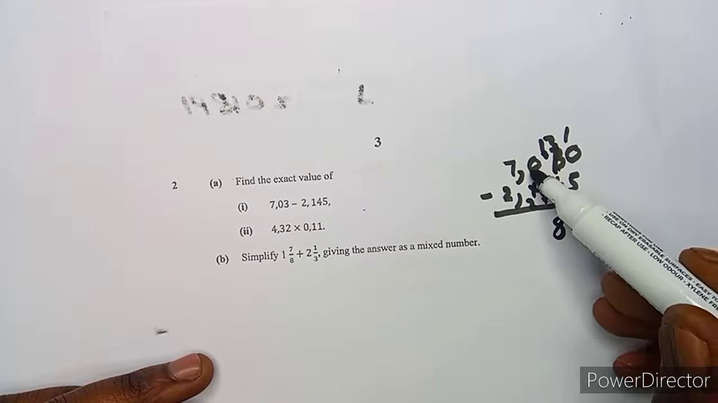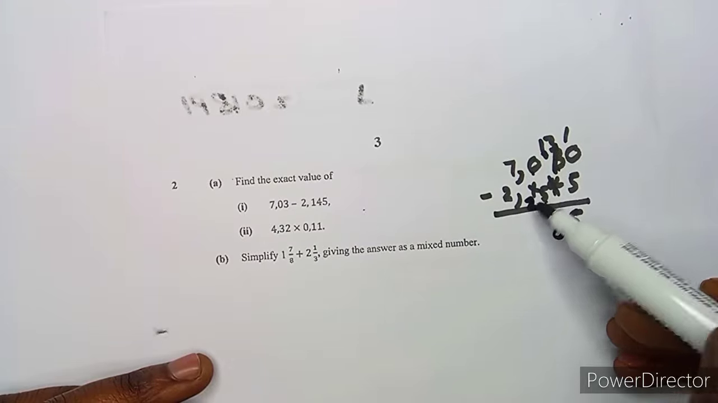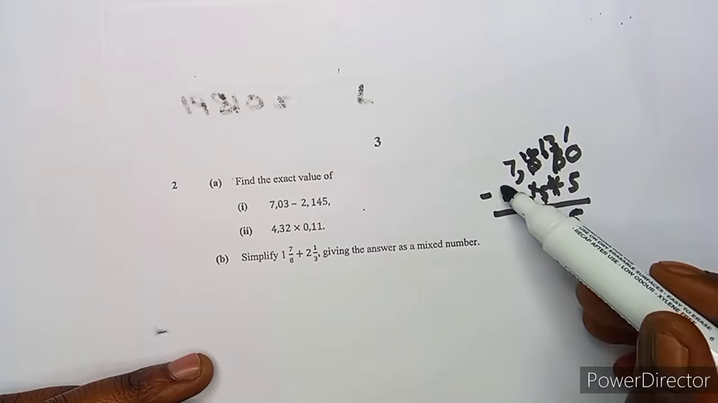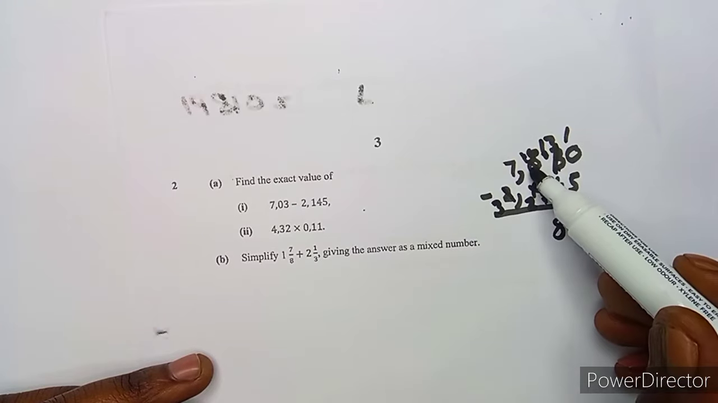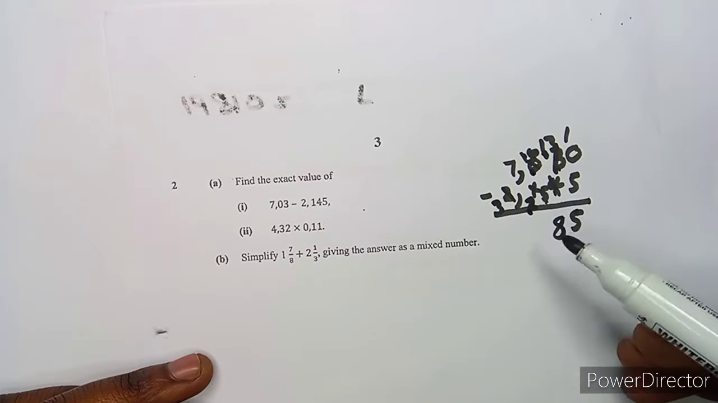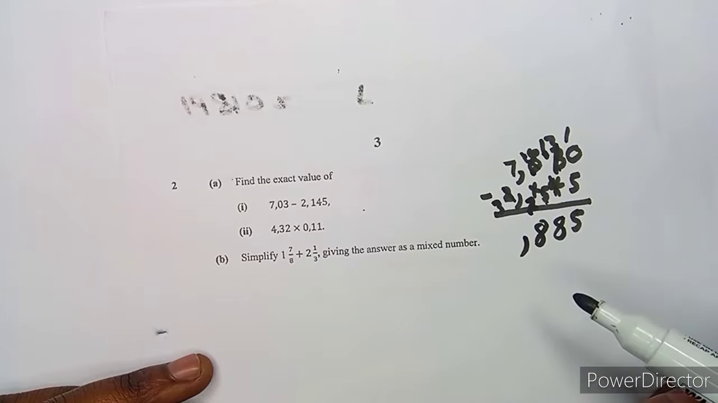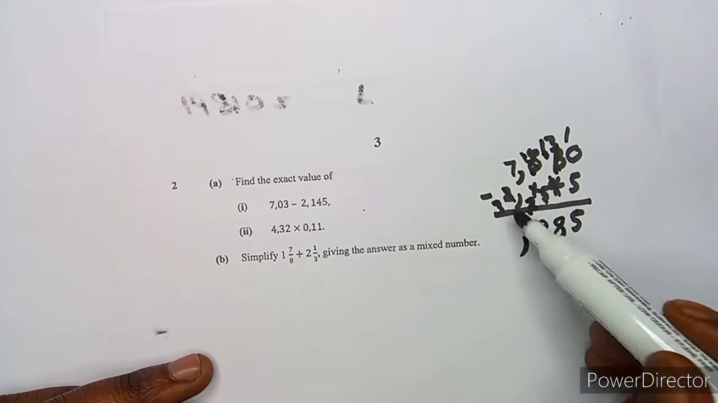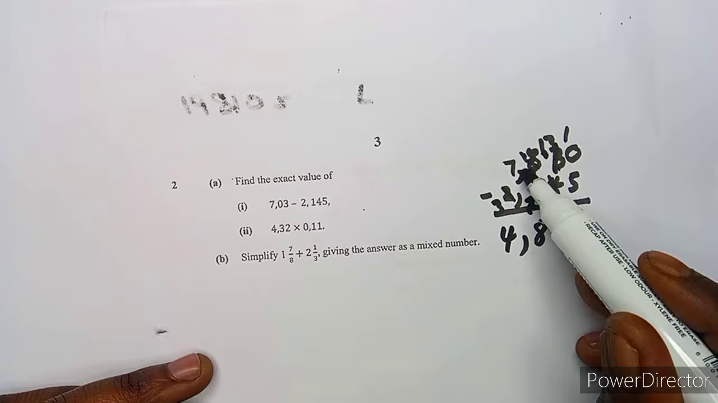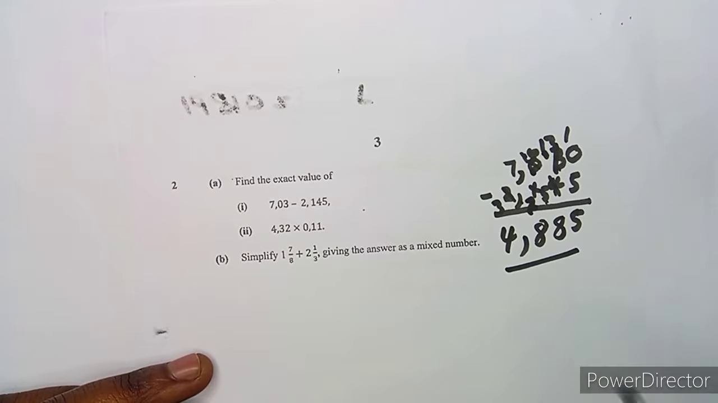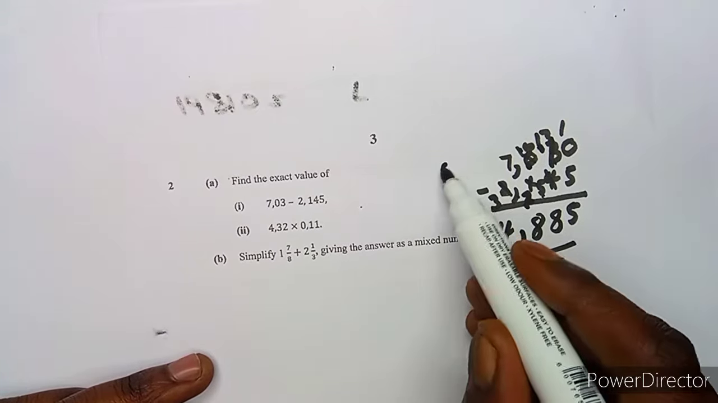We move on here. 0 minus 2 is impossible, so let's borrow a 1 here, which makes it 10, and this becomes 3. Remember, 10 minus 2 is going to be 8. And the comma in line, it must be like that. 7 minus 3 is 4. So make sure that the commas are in line until the final answer. That is what you have. Anyway, that's it on item A.